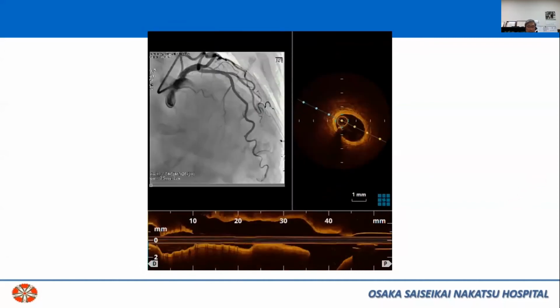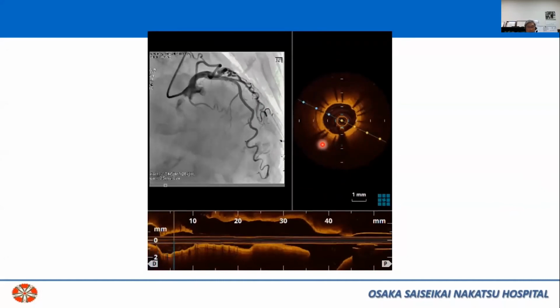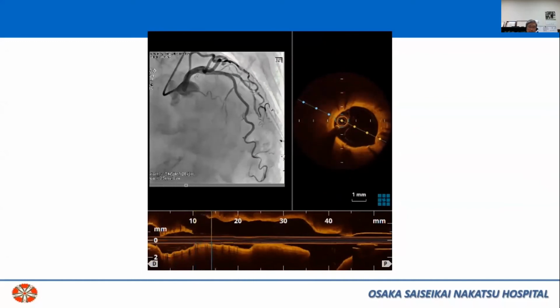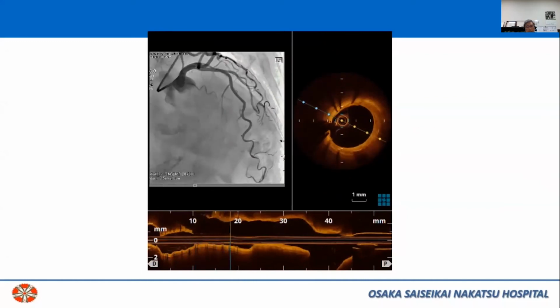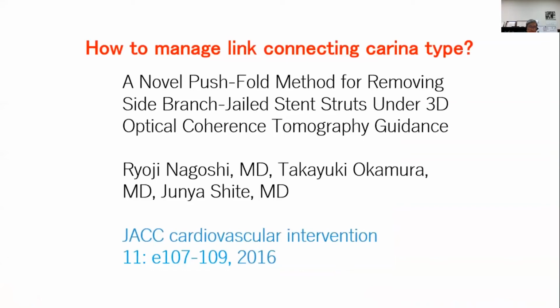And pullback from the diagonal branch, you see no restenosis at the orifice of the diagonal branch. Thus, I have shown a link-free type stenting procedure with a beautiful result. The problem is how to manage the link connecting to carina type.